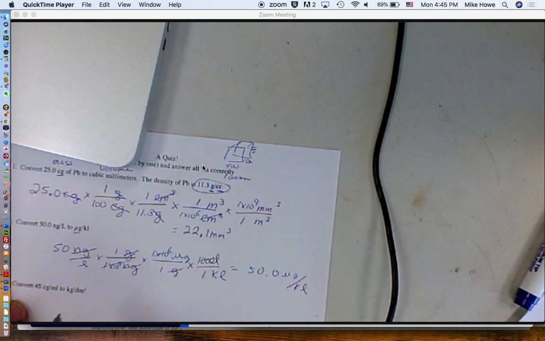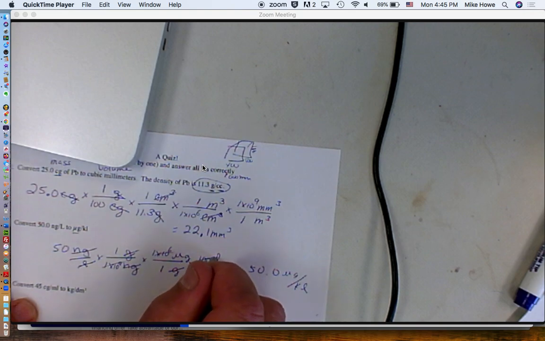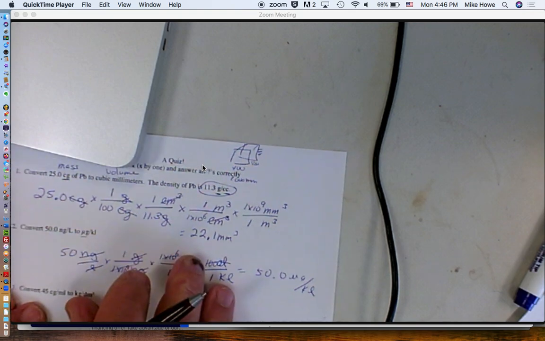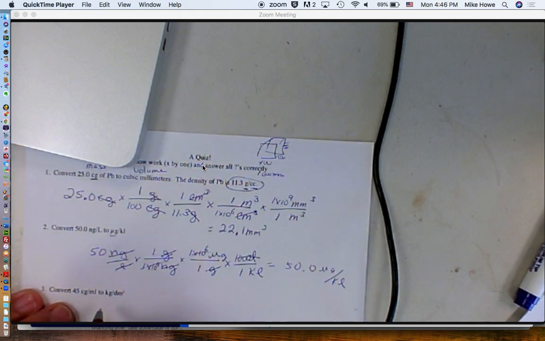Okay, third question. We have, oh, I didn't mention liters cancel right there. Okay, the third question, you got 45 centigrams, you're going to change to kilograms per cubic decimeter, centigrams per milliliter. So 45 centigrams per milliliter. We're going to change centigrams to kilograms first. You could do milliliters first, so I'm going to do the top first.